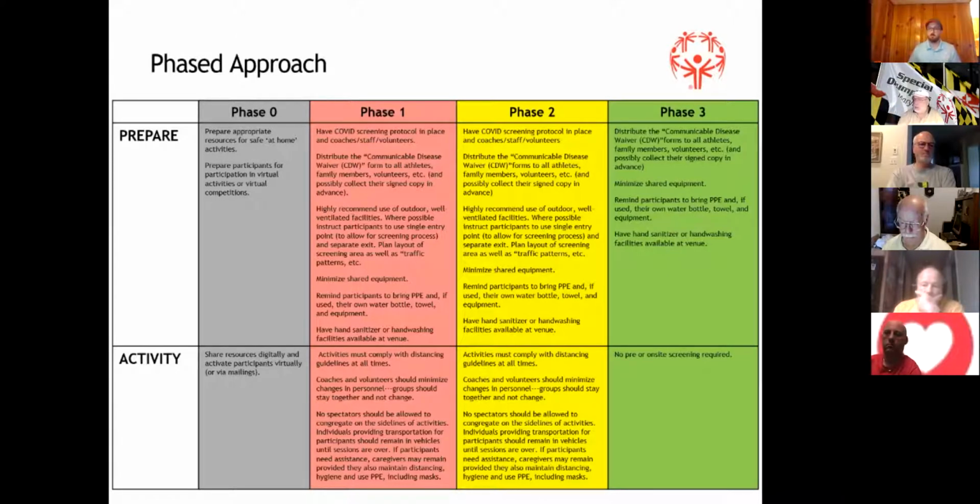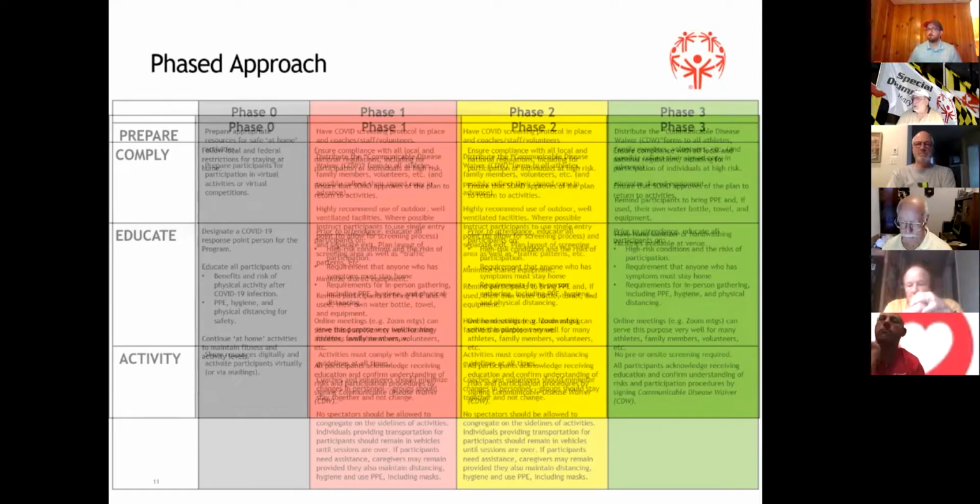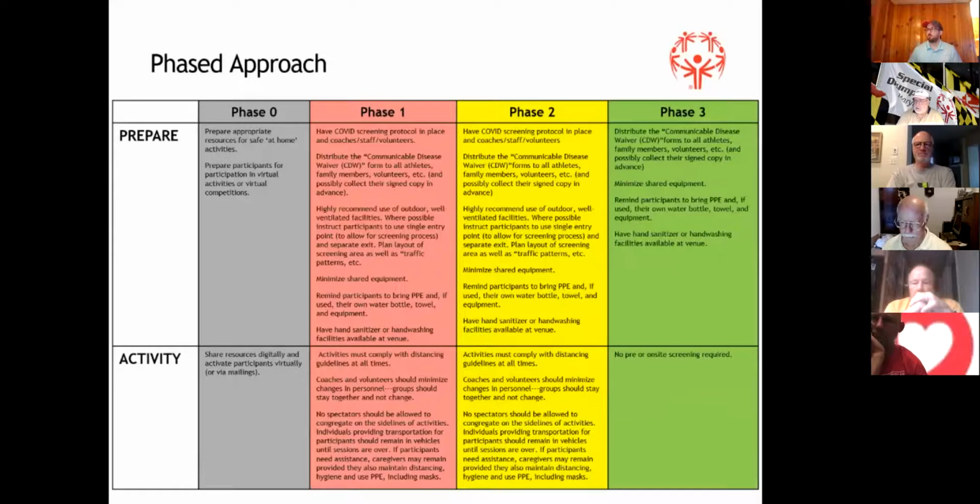Notice that in each case, I think it was in the previous one, well, buried in there in each of them is they have to have the CDW. That's a brand new form, and it will likely be with us forever.